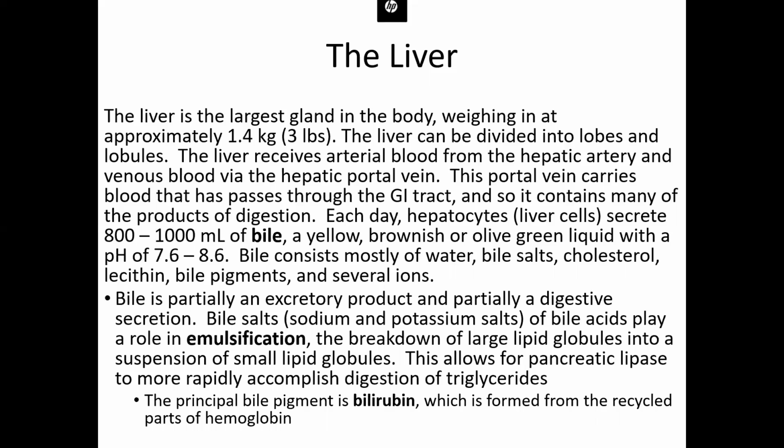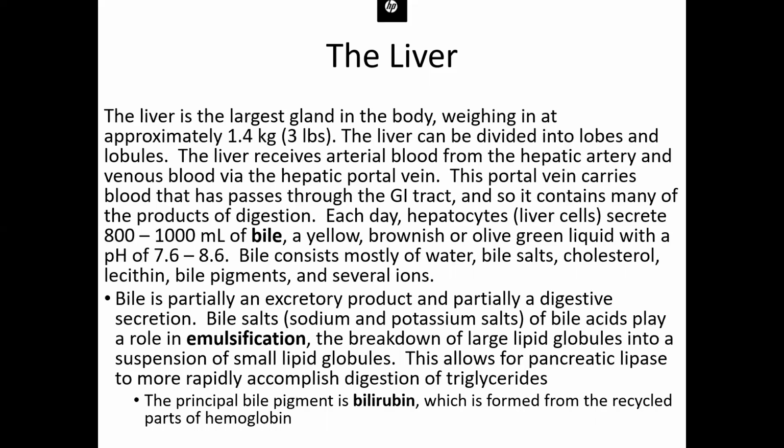A portal vein is a type of vessel that can carry blood from one organ to another. In this case, several organs directly to the liver without having to pass that blood to the heart first. So what this enables is for those nutrients, carbs, proteins, and fats, to go basically directly to the liver before they go anywhere else.